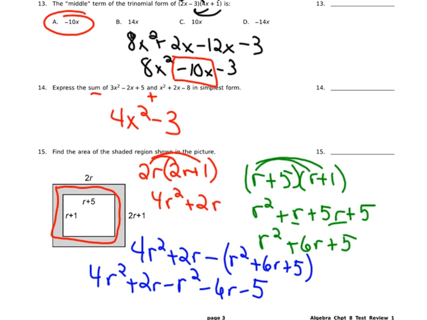Whew. Putting our like terms together, 4r squared and negative r squared is 3r squared. Positive 2r and negative 6r is negative 4r. And there is nothing else with the minus 5. All right, so this one was definitely the one that required the most amount of work.